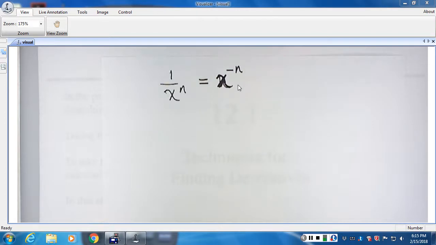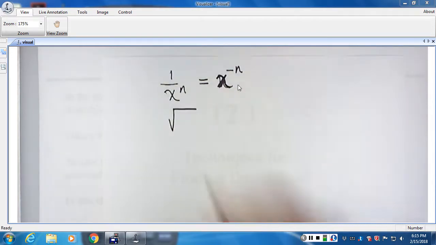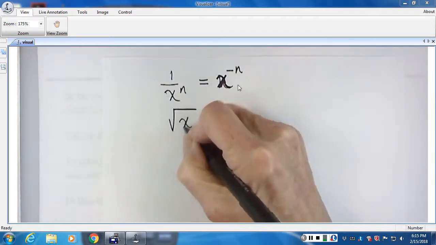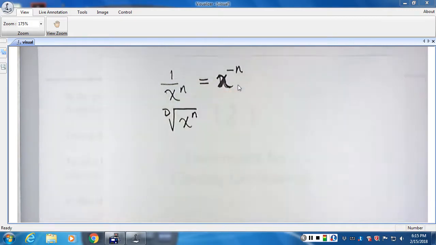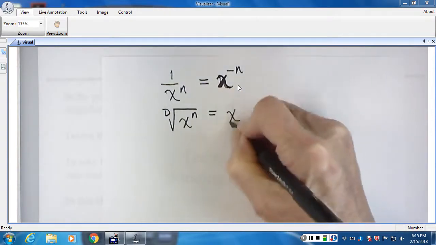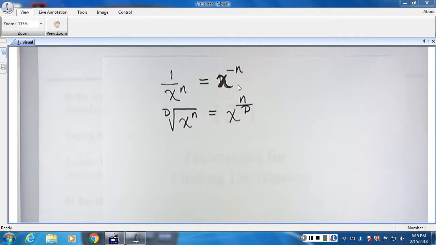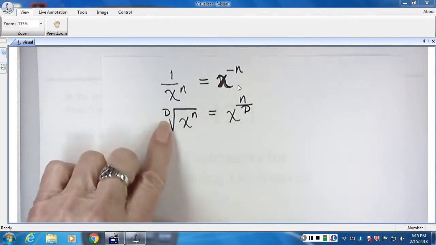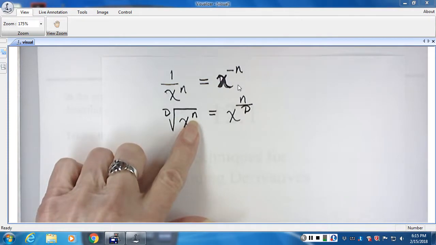Okay? You'll need to remember that the root of a function, which I'm going to put here as the d-th root of x to the n, where d is the index, can be rewritten as x to the n over d power, where the index d is the denominator of the fraction, and if there is a power underneath the radical, then it becomes the numerator of the fraction. You need to remember those 2 things. Okay? Those are both very important things.